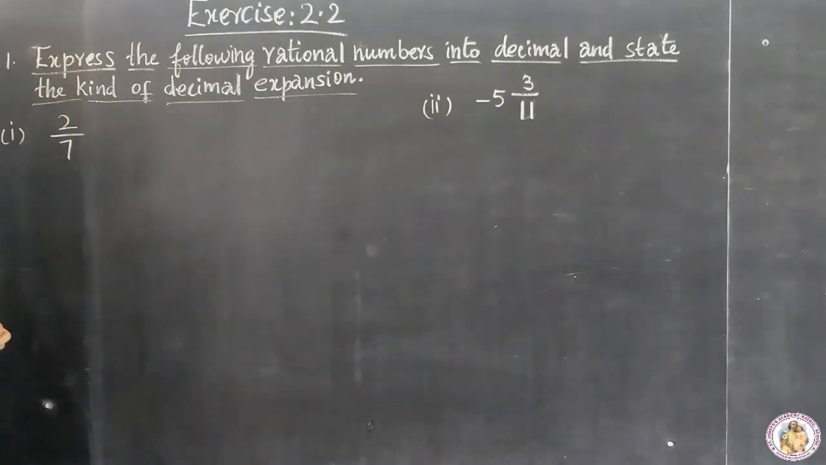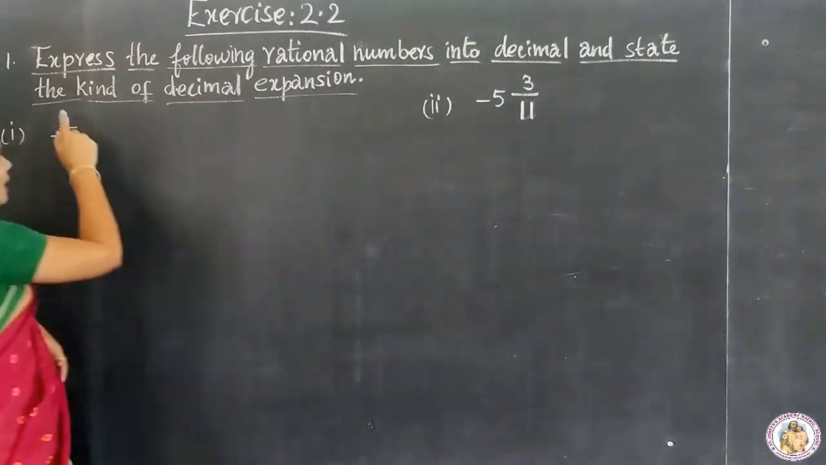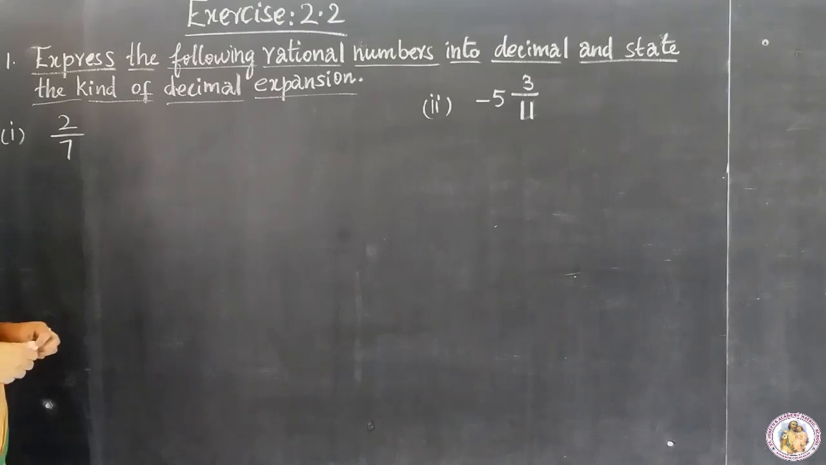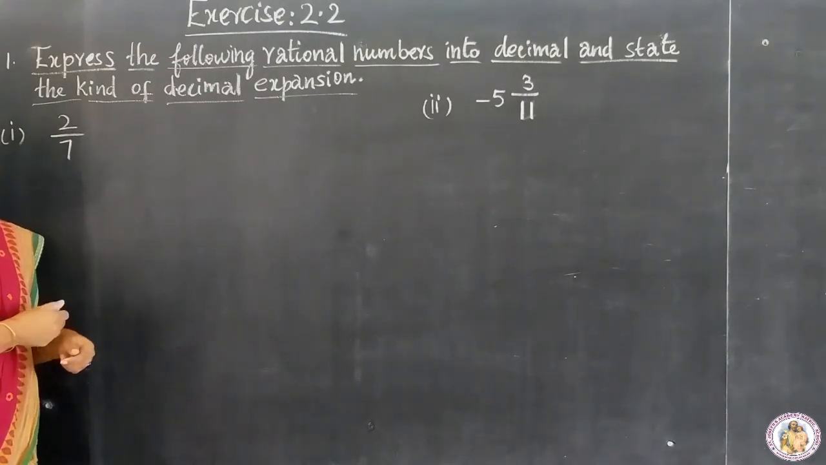Now let us move on with exercise 2.2. Question number 1. Express the following rational numbers as decimals and state the kind of decimal expansion. We have to check whether it is a terminating or a non-terminating and recurring decimal.